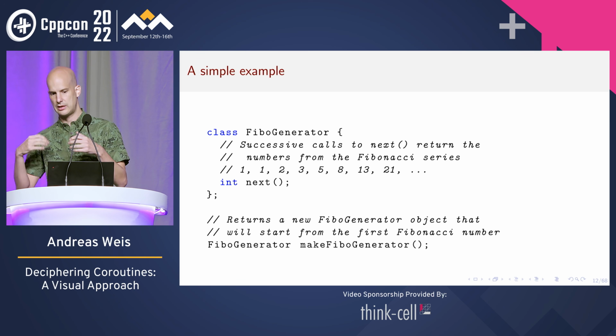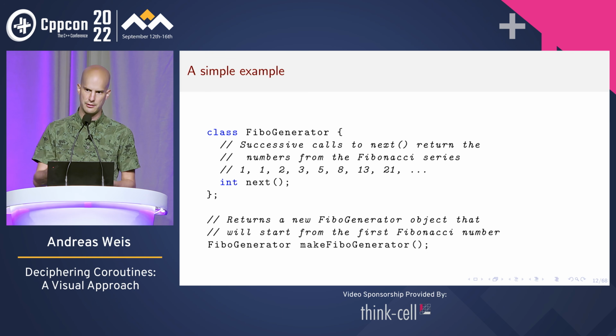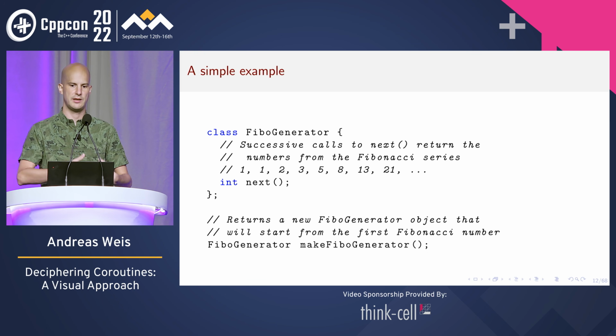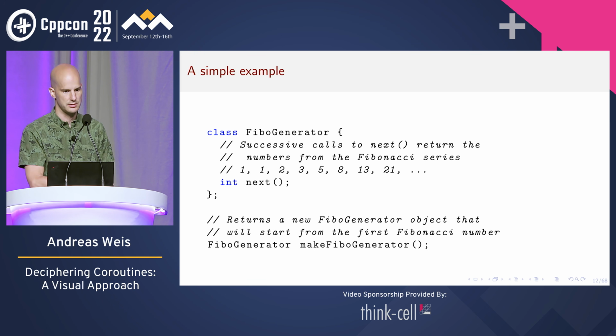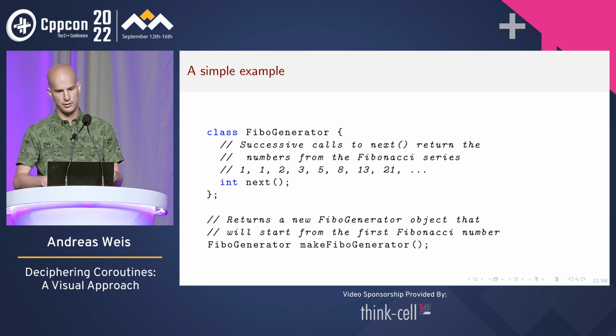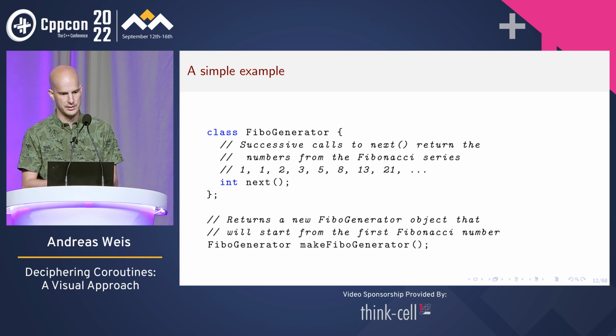Instead of our function returning the range in a vector, we're just going to return a generator object. And this generator object has then a next member function. And then every call to this next member function will give us back the next number in the sequence. So this addresses all of the concerns that we had before. Now we just get one number after the other, and we only have to store as many as we want.